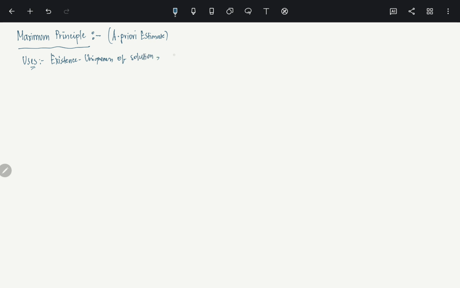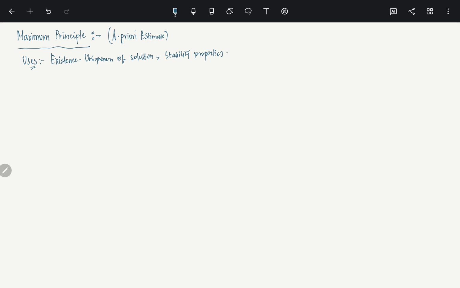You can also use it to look at the stability properties of the solution. So this is a very important theorem, and to be very frank with you, this is probably the most important principle, the most important theory one can learn. Given an operator, whatever the equation is, there is a corresponding operator. If there is a maximum principle for it, your life becomes much easier.